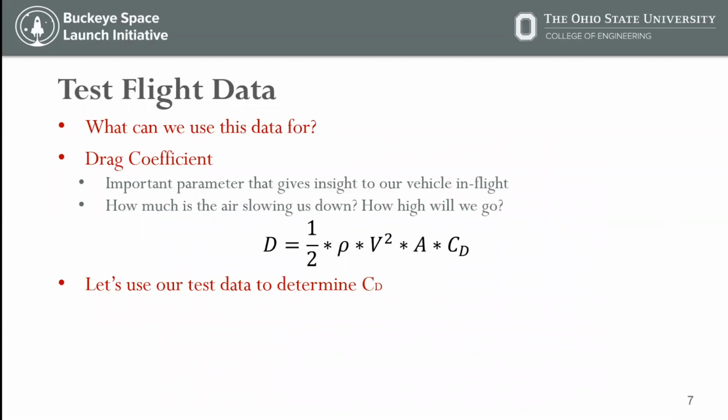So let's jump into just using the data right off the bat. What can we use this data for? Say we want to know our drag coefficient. We want to know how much the air is slowing us down. With that information, we can understand how high we are going to go when we simulate.